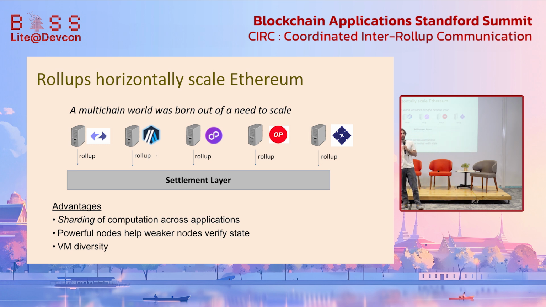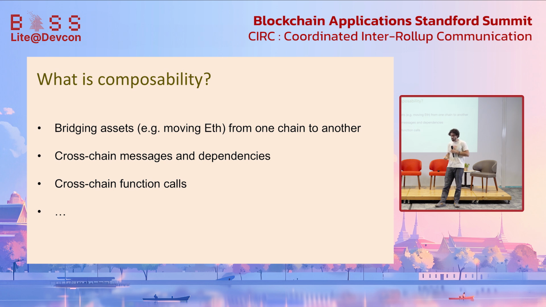One of the consequences, however, of splitting applications across many different parallel virtual machines is that it becomes difficult to retain composability of applications on different chains. What is composability? Composability is a vague term that can encompass many different things. It can encompass simple bridging of assets. The fact that you can move money easily from one chain to another is a form of composability. The ability for chains to trustlessly pass messages to each other, or to create a dependency between a transaction on one chain and events that are happening on another is another form of composability.